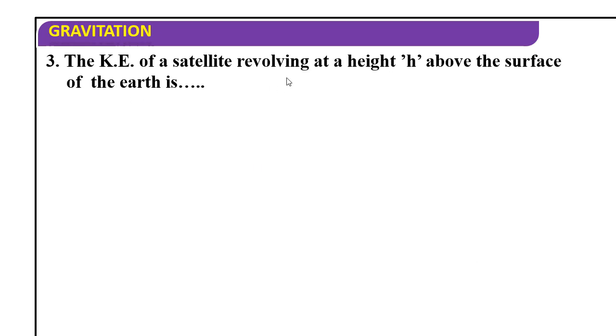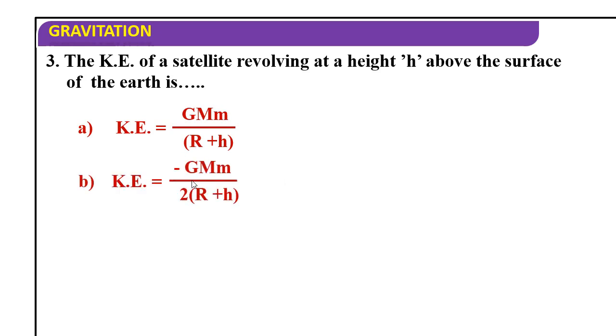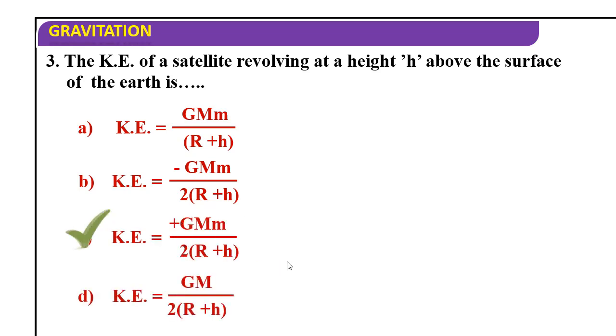The K of a satellite revolving at a height h above the surface of the earth is GMm by 2 into (R plus h). Not minus, it is plus actually. This is the value. Third one is the option.